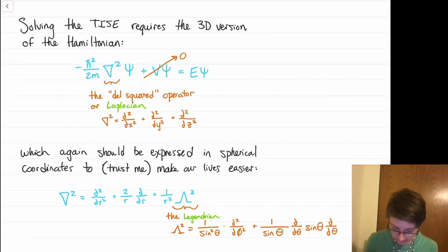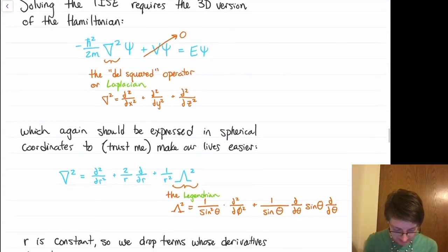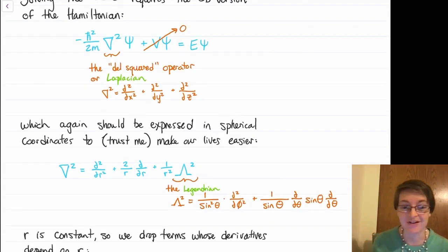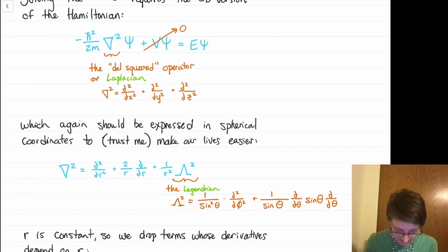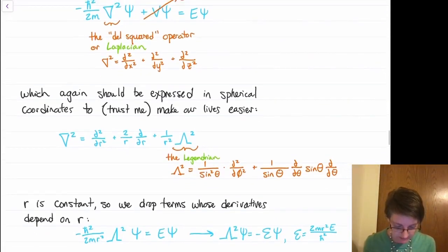So our Laplacian in spherical coordinates, which is what we need to use, has some familiarity compared to the 2D version. We still need to add up the second partial derivative with respect to r, plus 2 in this case over r times the first partial derivative with respect to r, plus 1 over r squared times some funky other operator that we call the Legendrian. The Legendrian is even more complicated. You can see that there's terms that depend on theta, terms that depend on phi, and we have a couple of partial derivatives with sine functions smushed in between.